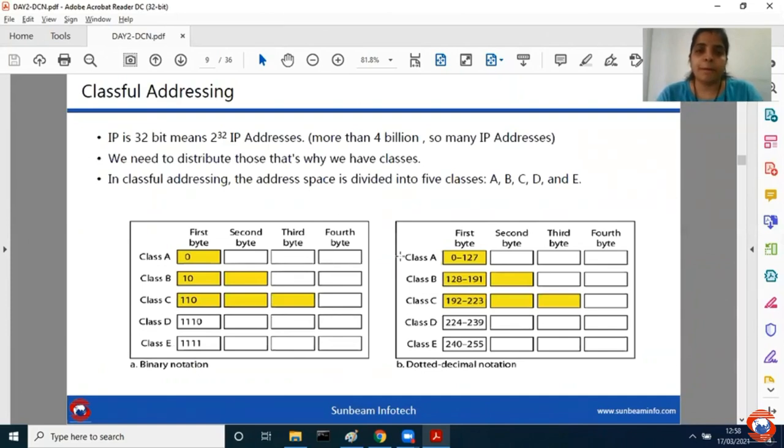Okay. Now, this diagram you have to remember. When we talk about 32 bits, means 2 raised to 32. It is more than 4 billion. So we need to distribute those. That's why we need classes. There are different classes, A, B, C, D, and E.